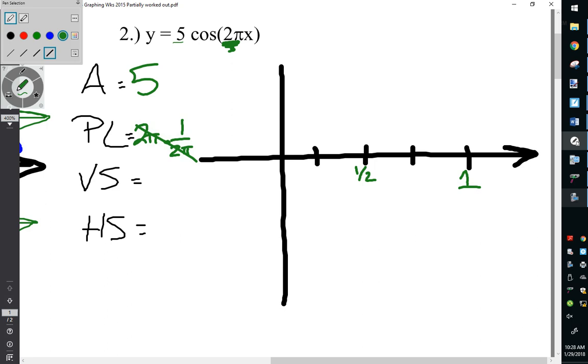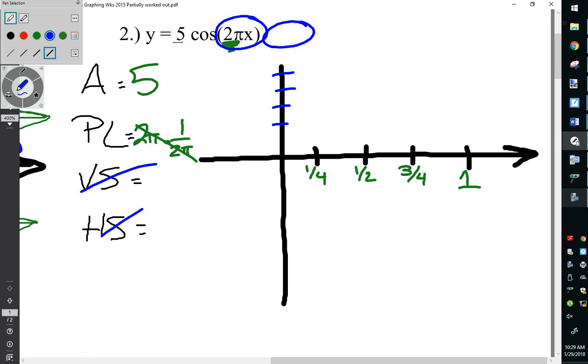So when I make my graph, that line right there is 1. This is half of that. This is half of that. 1/4, 2/4, 3/4, 4/4, which is 1. Vertical shift would be whatever's tagged on the end. There isn't one. Horizontal shift is whatever is added with the x. There isn't one.